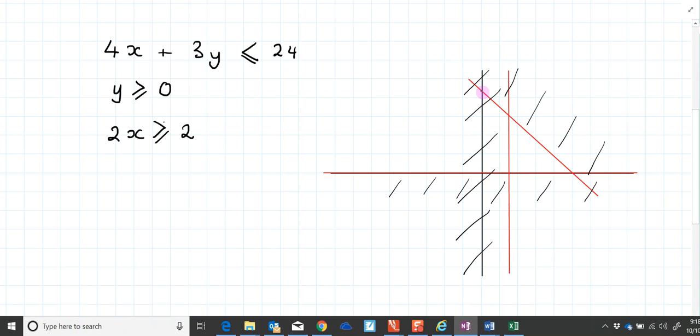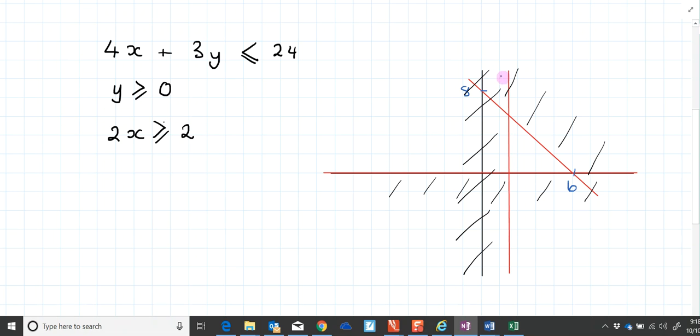This should cross at, when x is 0, y is going to be 8, this line, and this line when y is 0, x is going to be 6, so it should cross at 6 and 8.